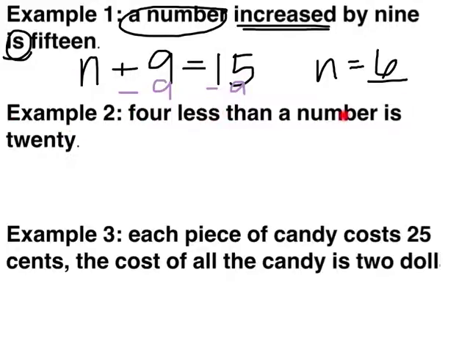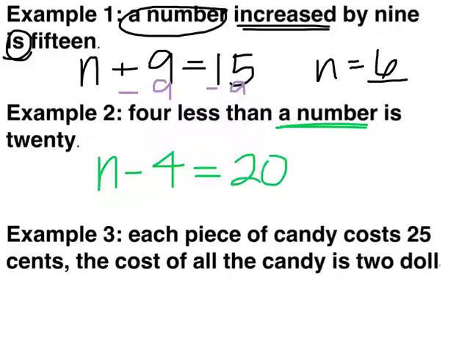4 less than a number is 20. So the first thing we do is identify our variable. Our variable, again, is n to represent a number. We want 4 less than that, which means to subtract. So n minus 4 is 20. How do we solve? We work backwards. You add 4 to both sides and you should get n equals 24.